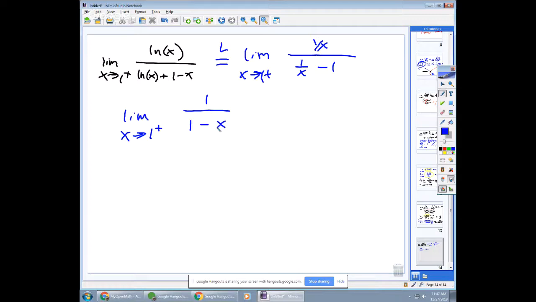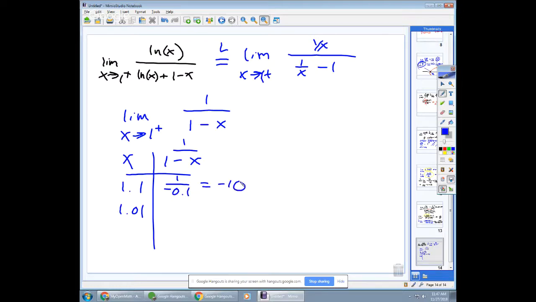That's 1 over 0 though, and 1 over 0 is either plus or minus infinity, depending on what's happening. So here I'm picking 1 on the right side, so I'm looking at numbers like 1.1 and then 1.01. So down here, 1 minus x is going to be 1 over negative 0.1, which is negative 10. And this is 1 over negative 0.01, which is negative 100. So as x heads to 1, this is heading to negative infinity.